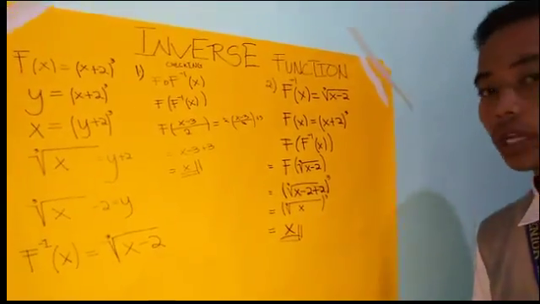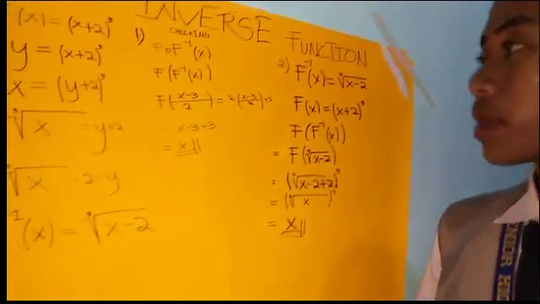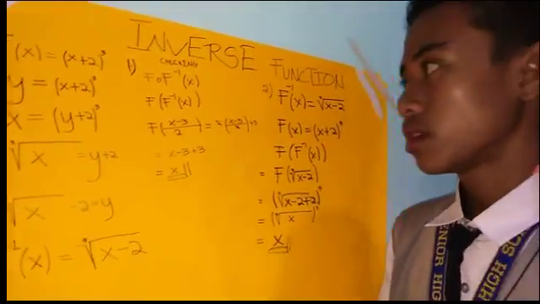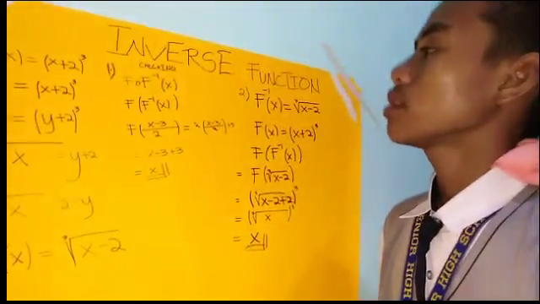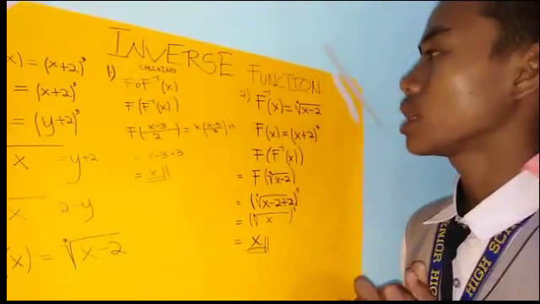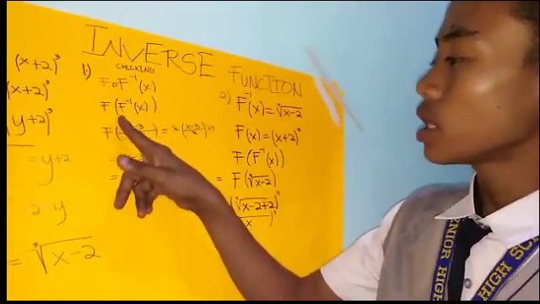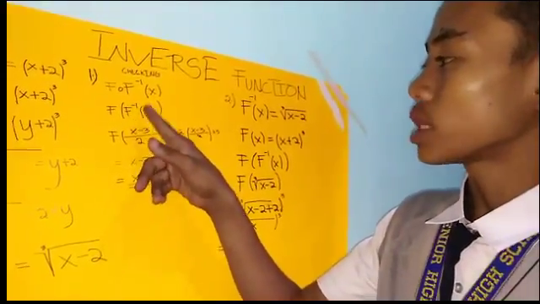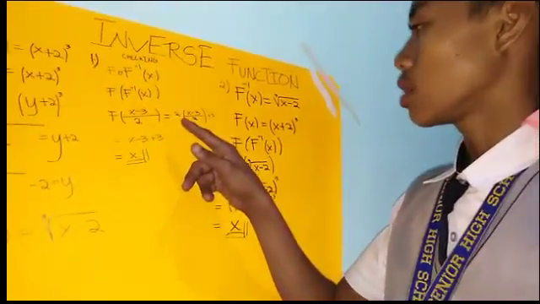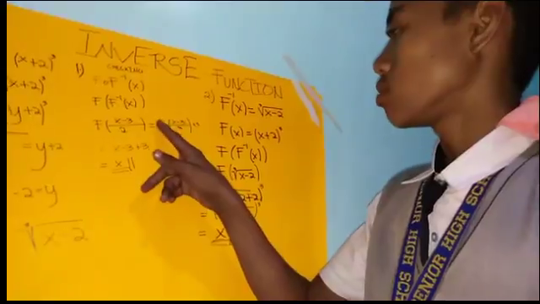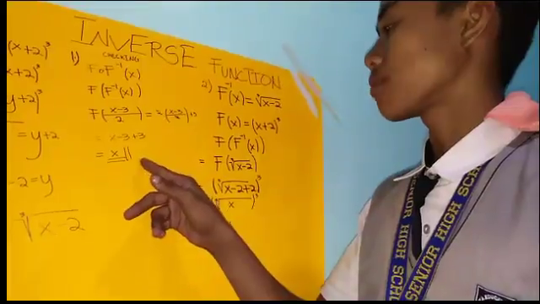So let's proceed to the checking. Solve for f of x when x is f to the power of negative 1 of x. So f of f inverse of x is f inverse of x minus 3 over 2 equals x minus 3 over 2 plus 3. So copy the denominator, 2 cancels out, equals x minus 3 plus 3 equals x.